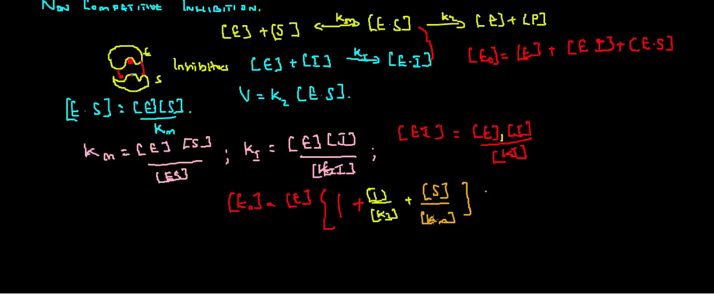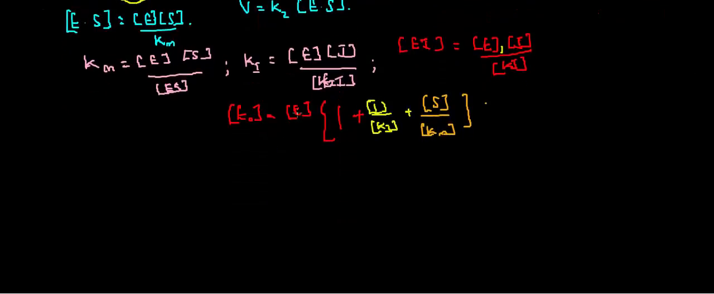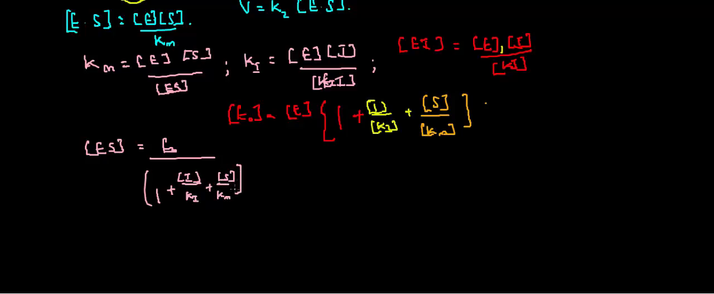I already have the value of my E naught. I can come back here now to say that my ES, now you agree with me that E is equal to E naught over the whole of this, so ES will now be equal to E naught over 1 plus I over KI plus S over KM, dot S. Okay, now this is settled. That's the value of my ES.